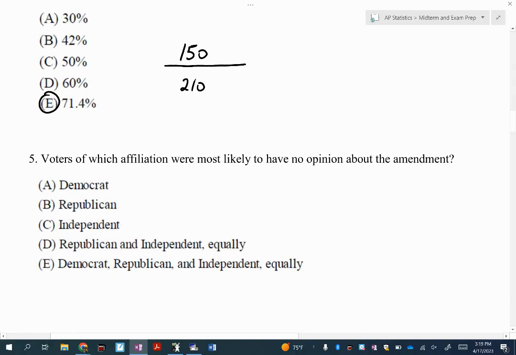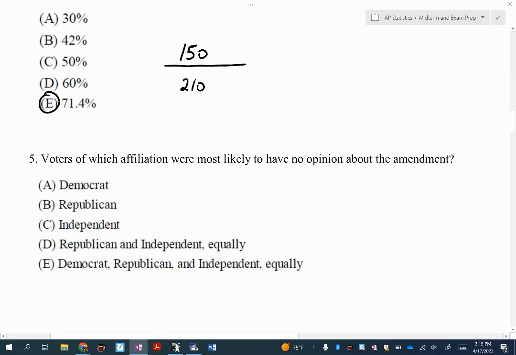All right, number 5. Voters of which affiliation were most likely to have no opinion about the amendment? Now, this one is a little tricky. If you watch the video of me doing number 10 on the free response section, I go into detail on this. I did it with my P3 class this morning. But this one is really getting into the relationship between these two variables, party affiliation and how they're going to vote on this budget amendment.